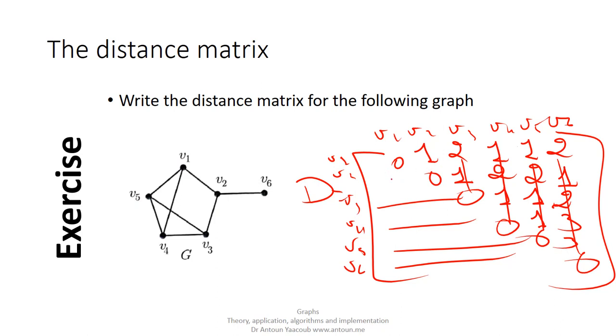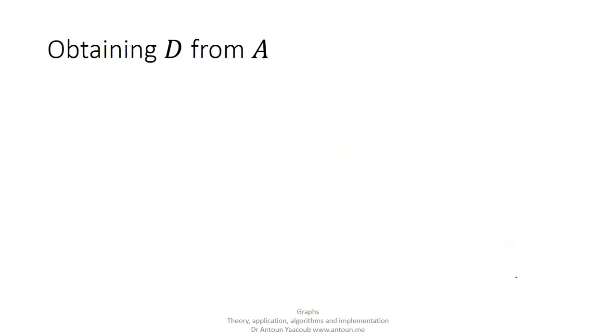Then I just need to do the transpose, so I will rewrite this row: 1 1 2 1 0. I have here 1 2 2 1. I have here 1 1 2 1 3 and 3, and this is the distance matrix. So how can we obtain D from A?